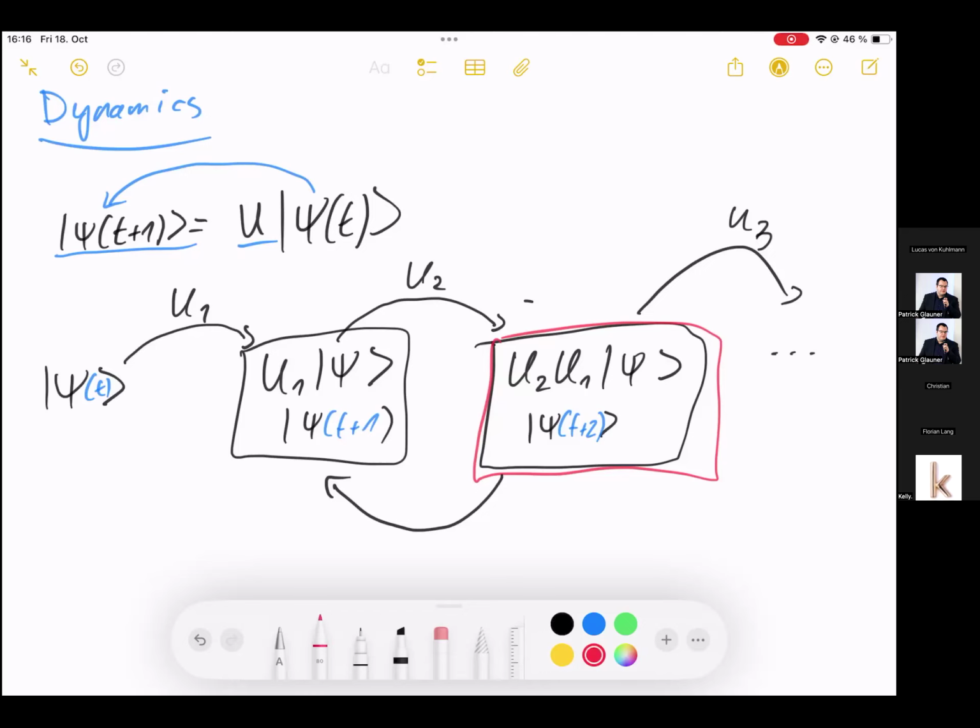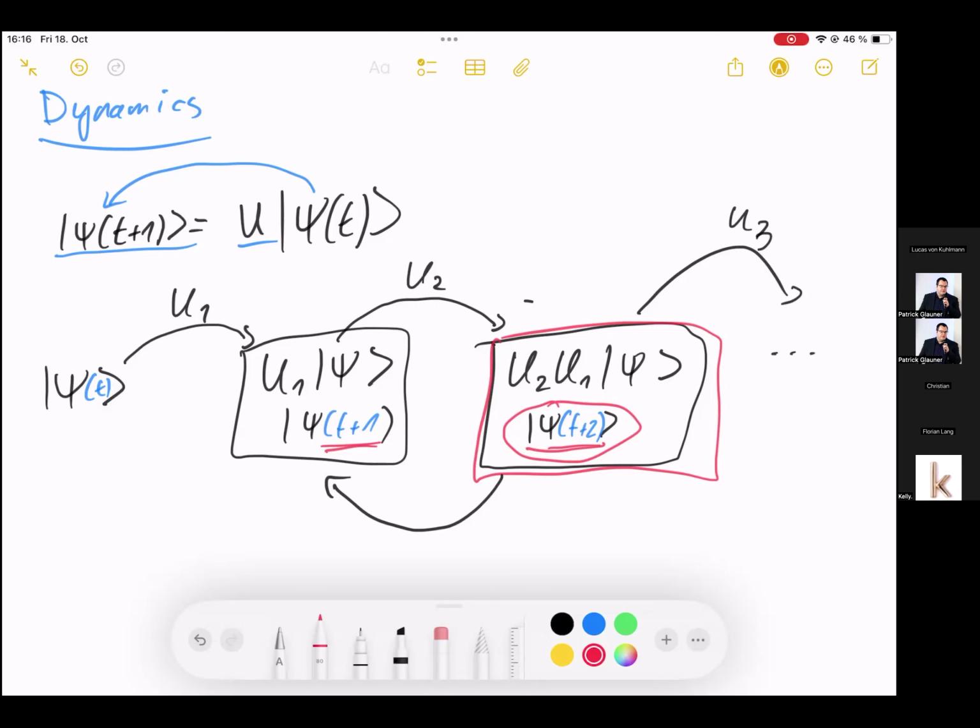How can I go back from the state at t plus 2 to t plus 1? What do I need to multiply that state with? So someone wrote U1 times U2. Well, I want to go back from t plus 2 to t plus 1. And I need to multiply this state here with one matrix. And we've introduced unitary matrices and some other concept. And we got the right one.